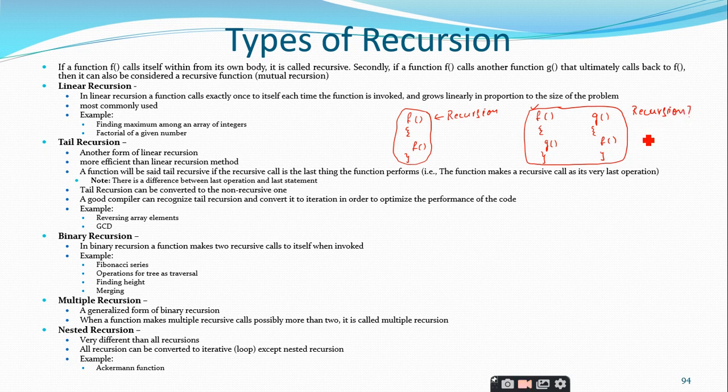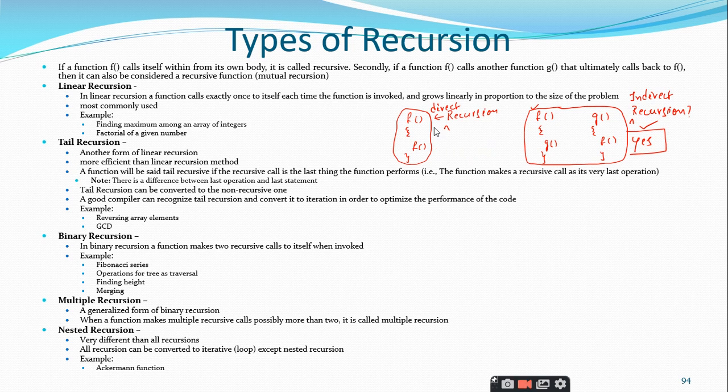But the answer is, it definitely comes under the concept of recursion. Yes, it is a recursion concept. But this type of recursion, we call it indirect recursion. So f is calling itself indirectly via g. So this is also a recursion, but it is a case of indirect recursion. But if a function f calls itself, this is called direct recursion. These are the two important points you have to observe here.